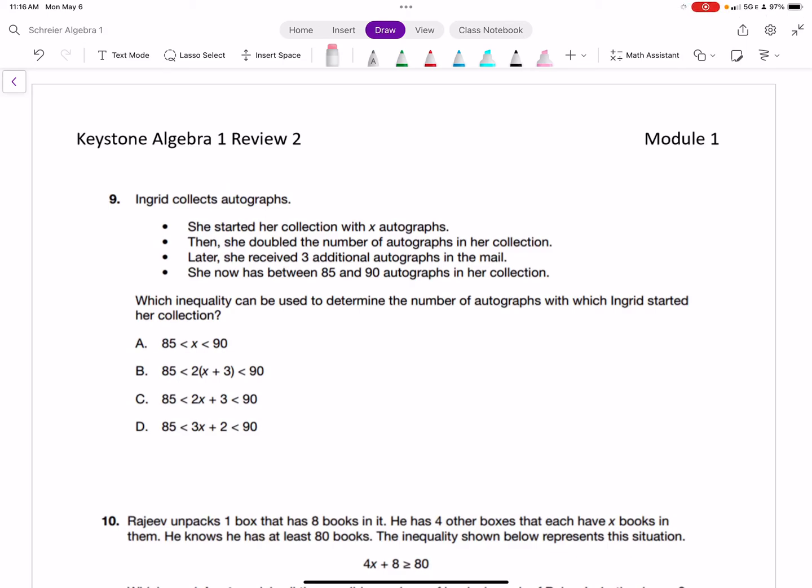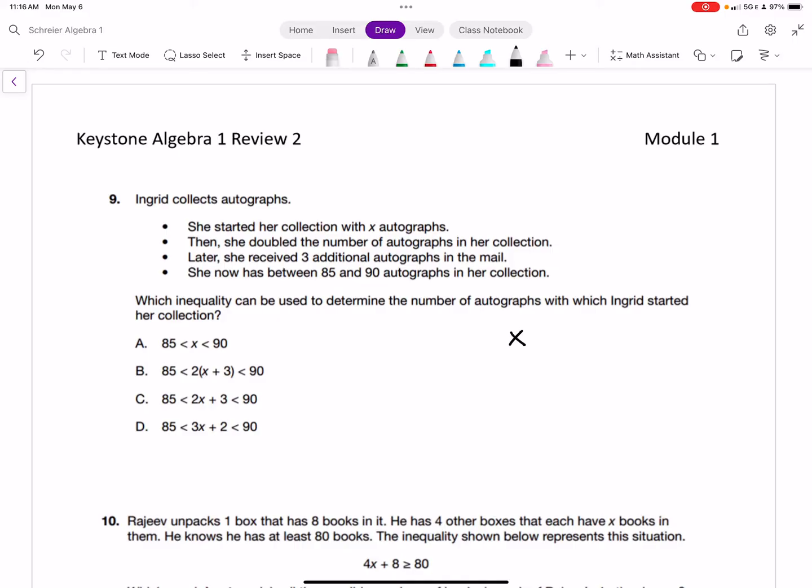Okay, so today we're going to go through our second day of review for the Keystone exam. So we're still on Module 1, and we're on question number 9. So we have Ingrid, and she is collecting autographs. The first bullet says she started her collection with X autographs. So I'm going to just start with the variable X.